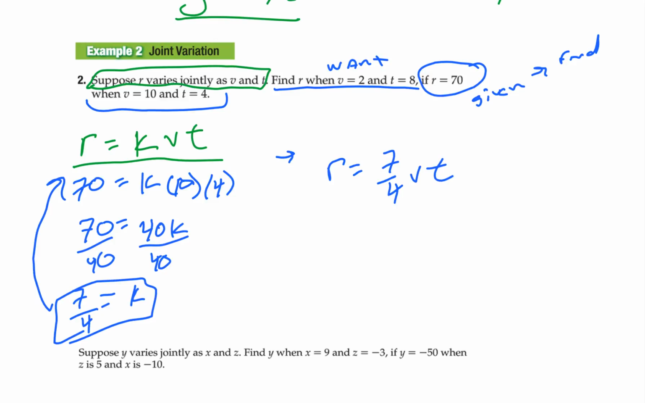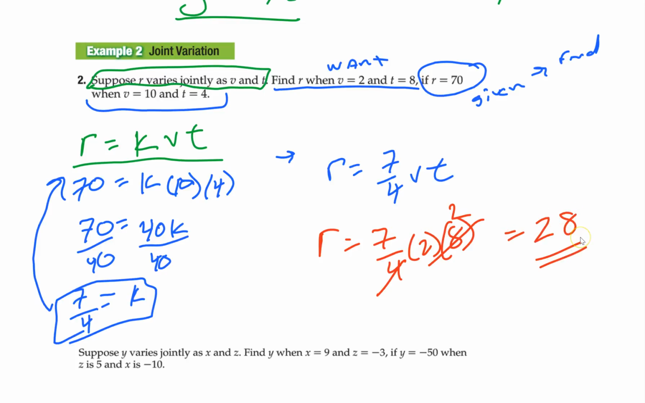Again, once you have your formula, you're pretty much done. All you gotta do is figure out what they want. They want r when v equals 2 and t equals 8. So plug it in. Reduce a little bit. This and this cancel. I get 2. I get 2 times 2 is 4. 4 times 7 is 28. And that's the idea.